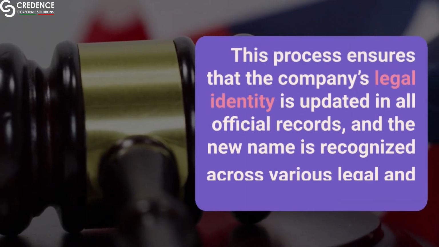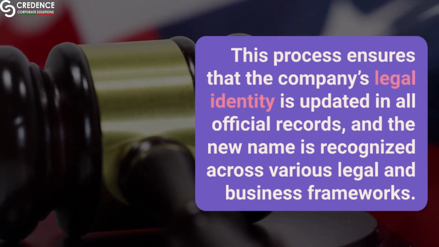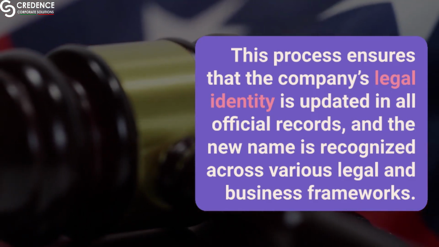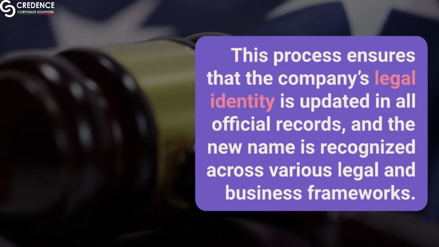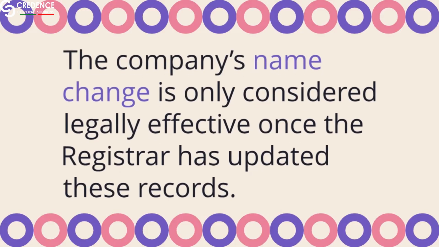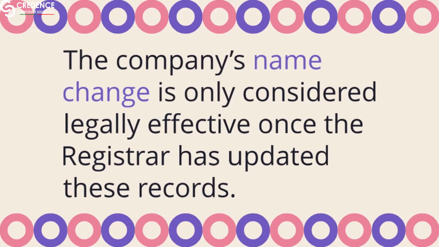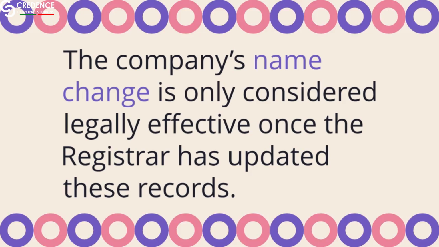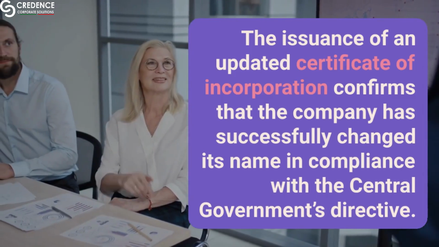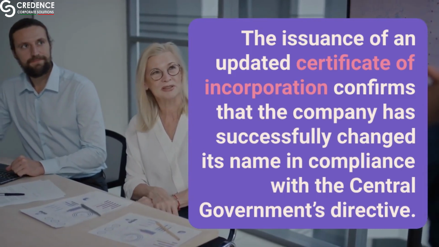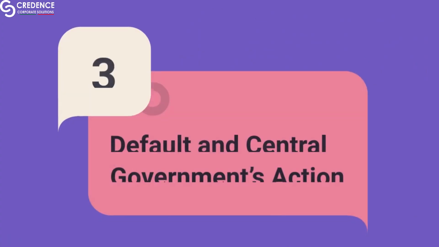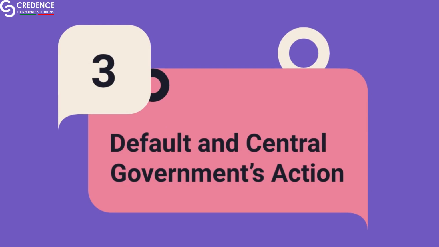This process ensures that the company's legal identity is updated in all official records, and the new name is recognized across various legal and business frameworks. Legal effectiveness. The company's name change is only considered legally effective once the registrar has updated these records. The issuance of an updated certificate of incorporation confirms that the company has successfully changed its name in compliance with the central government's directive. 3. Default and central government's action.